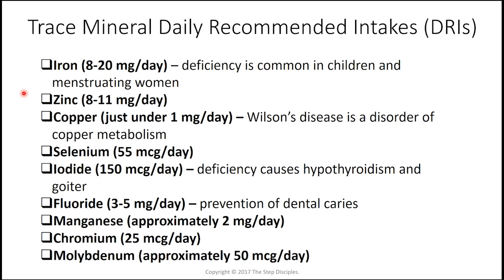hypothyroidism and goiter. As you know, the thyroid hormones T3 and T4 are called triiodothyronine and thyroxine, and they have a lot of iodide molecules: 3 for triiodothyronine and 4 for thyroxine. And obviously, if you have a deficiency, you're not going to get the T3 and T4, and you're going to get hypothyroidism. Fluoride prevents dental caries. So caries is just a fancy medical term for cavities.